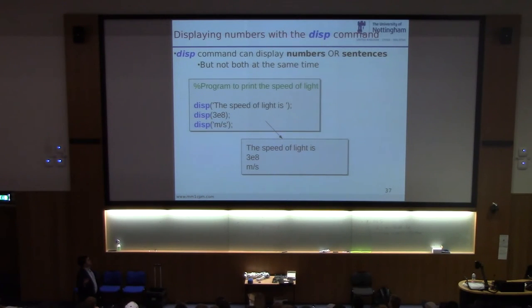I don't know what's on the previous slides, but semicolons suppress output. Because the DISP command is explicitly saying print to the screen. I think if you leave it off, it goes answer equals something, and then goes the speed of light is. You can play about with it yourself, but have a play with it in the lab, suppressing output and not suppressing output. Sometimes you need it, sometimes you don't.